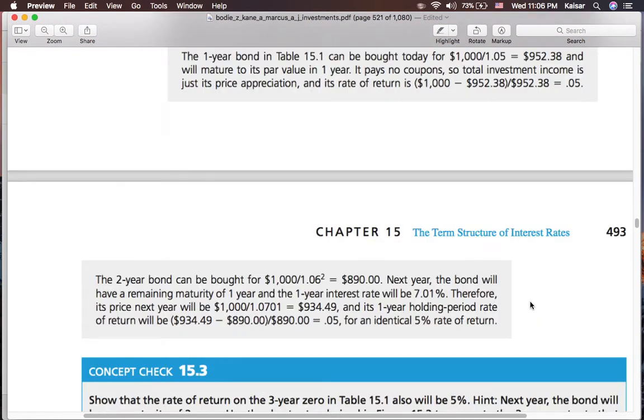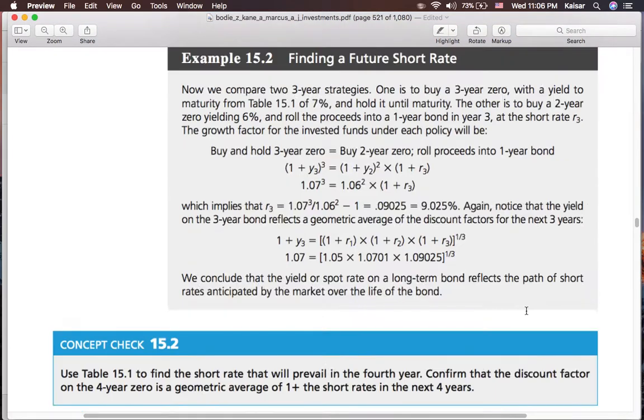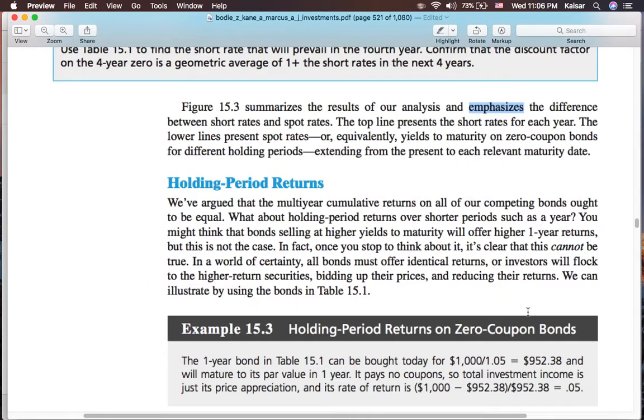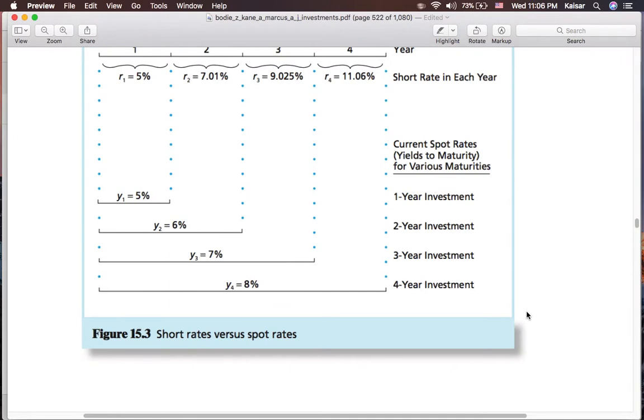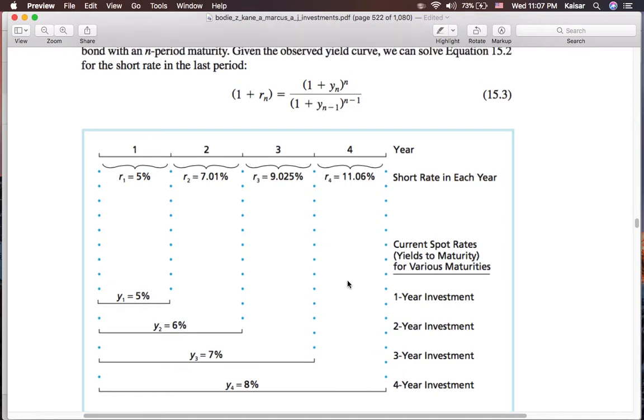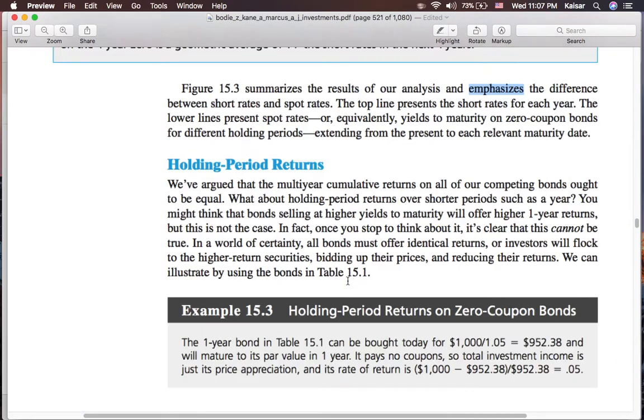А где это 15.3? И где? Short versus spot rates. Short rate each year. Это в том году сколько ставка, да? Окей. А это current spot rates, yields to maturity for various maturities. 1 year, 2 years, 3 years, 4 years. Okay.